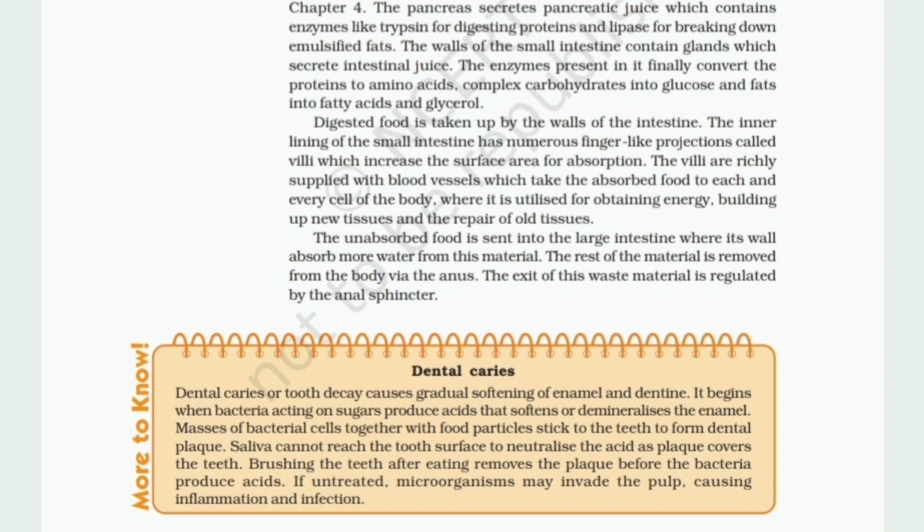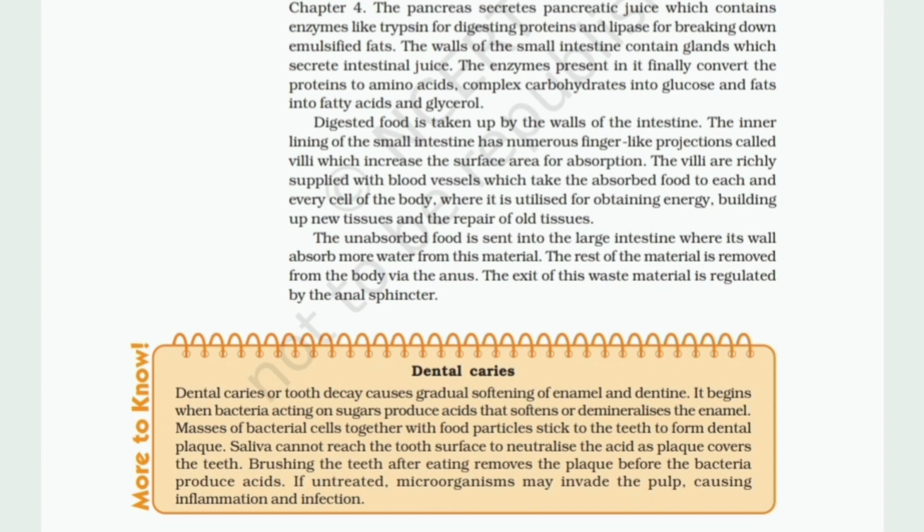The villi are richly supplied with blood vessels which take the absorbed food to each and every cell of the body, where it is utilized for obtaining energy, building up new tissues, and the repair of old tissues. The unabsorbed food is sent into the large intestine where its wall absorbs more water from this material. The rest of the material is removed from the body via the anus. The exit of this waste material is regulated by the anal sphincter.